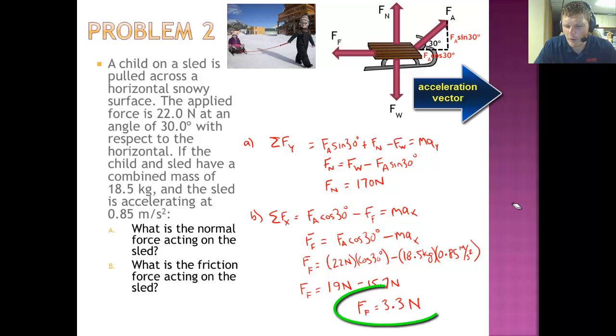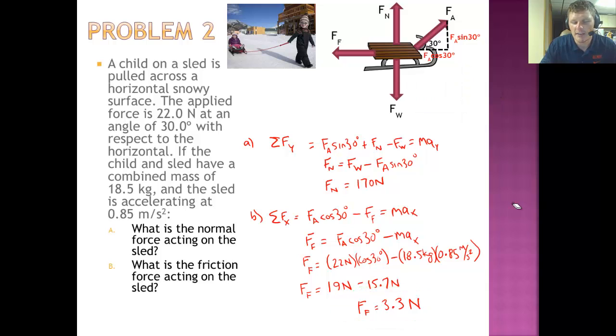This answer of about 3.3 newtons is getting pretty close to frictionless, but given the information in this problem, the surface has to be nearly frictionless for the sled to be accelerating in the positive x direction with an applied force of just 22 newtons at an angle of 30 degrees with respect to the horizontal. If you need to pause the video and take a look at my work, please do so. Hopefully you were able to get those two answers.